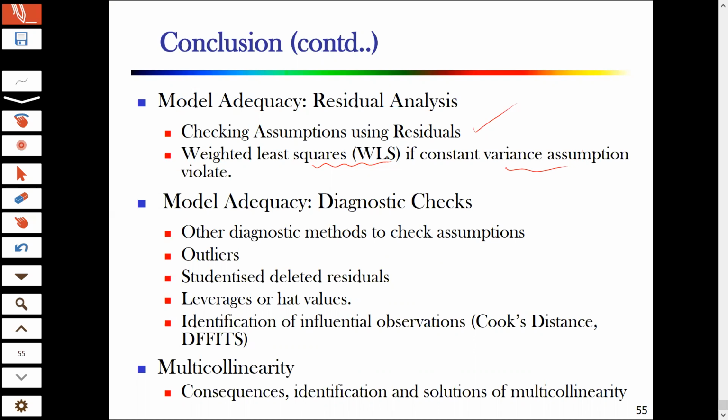And we have discussed the other diagnostic methods to check the assumptions, especially outliers, standardized deleted residuals, hat values, DFFITS, and lastly we have discussed multicollinearity.